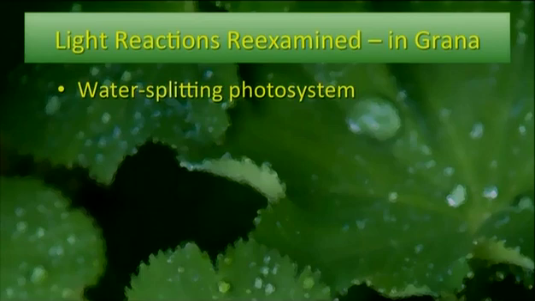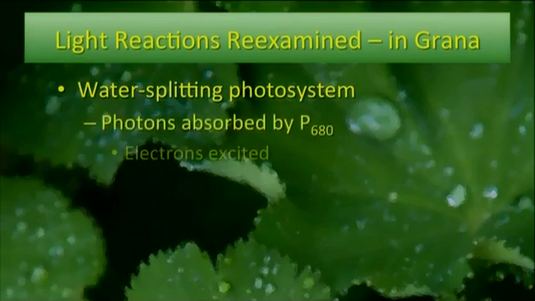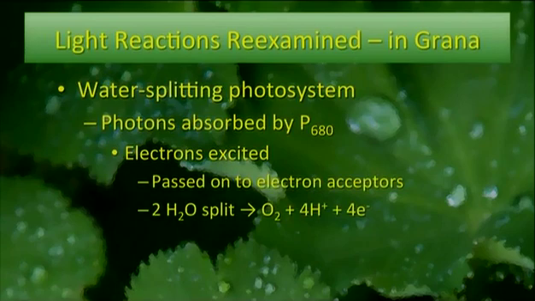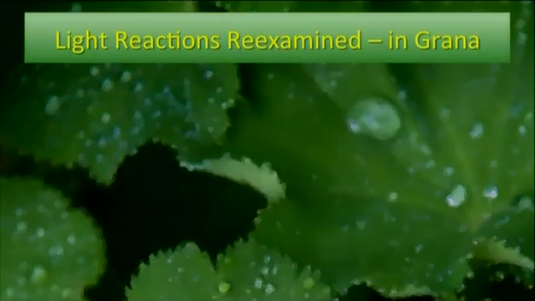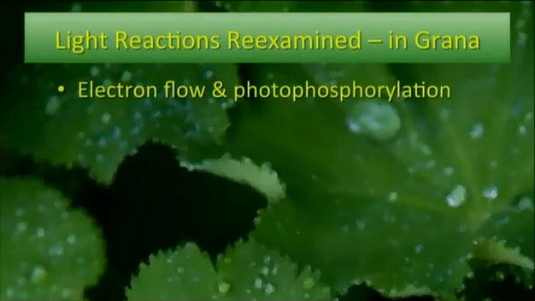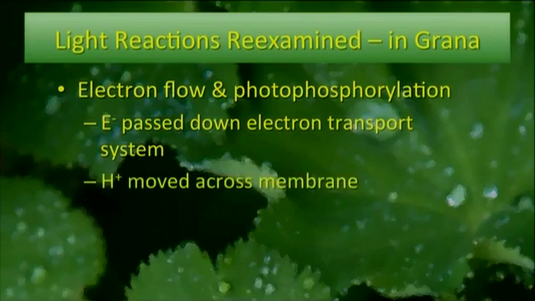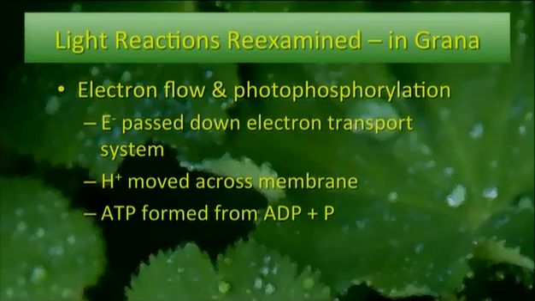Okay, so the water splitting photosystem: photons are absorbed, the electrons get excited and are passed on to electron acceptors. Water is split to form oxygen and 4 hydrogen ions and 4 electrons. Now electron flow and photophosphorylation. Electrons are passed down an electron transport system, and hydrogen ions are moved across the membrane. ATP is formed from ADP, adenosine diphosphate, plus a phosphate group.